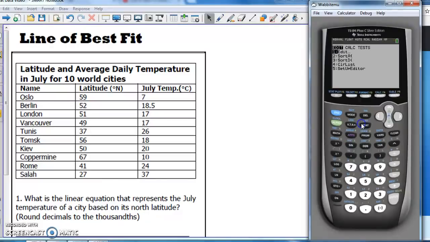So we're going to go to Stat, Edit, we're going to press 1. And we're going to erase all the data. So we highlight L1 and erase it, highlight L2 and erase it. Obviously we're not going to put in the names of the places because names aren't going to give us the data, but rather the latitude is going to be our x's. So we're going to say 59, enter, 52, enter, 51, enter, 49. So we are trying to find the line of best fit for this data.